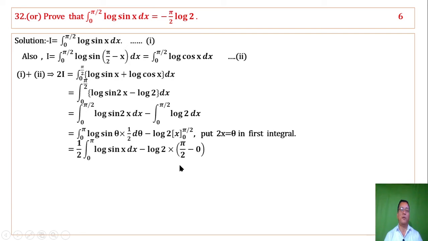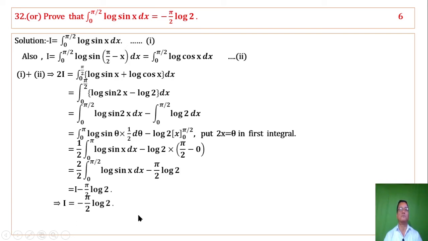We have for this pi by 2 log 2, pi minus pi by 2 log 2, and this is also equal to I minus pi by 2. I cancelling, we have I equal to minus pi by 2 log 2. Therefore, whose value is this?